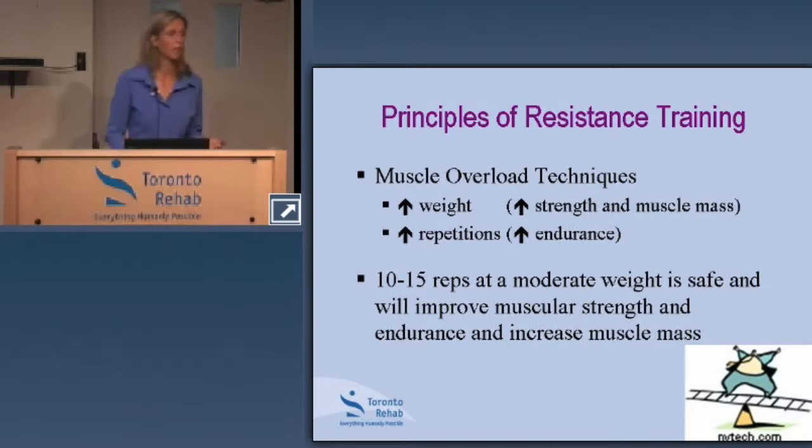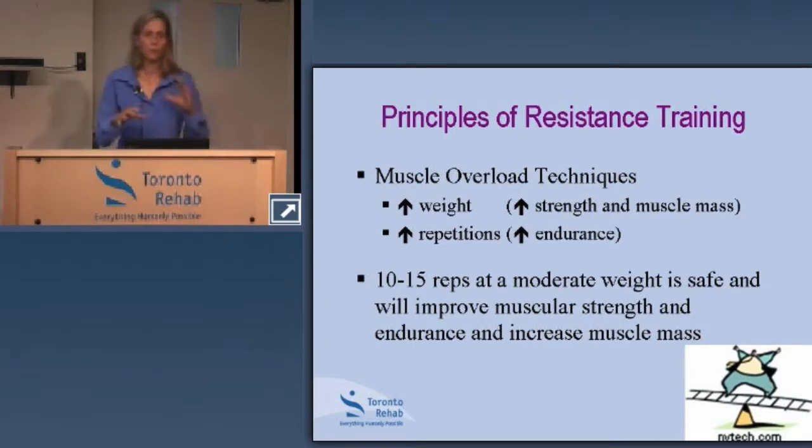You would need to lift weights, very heavy weights, only a few number of times. And lifting heavy weights is not safe for cardiac patients. It increases the pressure in the cavity where the heart sits, and it puts more stress on the heart. It's also not practical to do that type of program because a lot of activities of daily living require repetition. So we want to also improve muscular endurance.